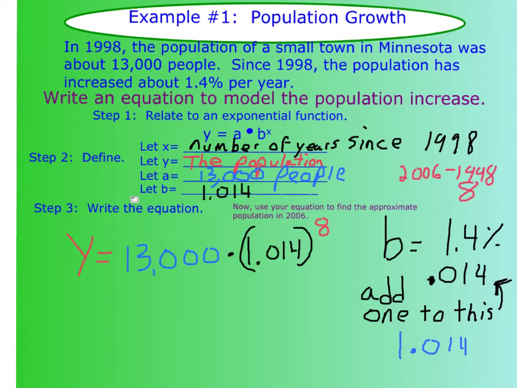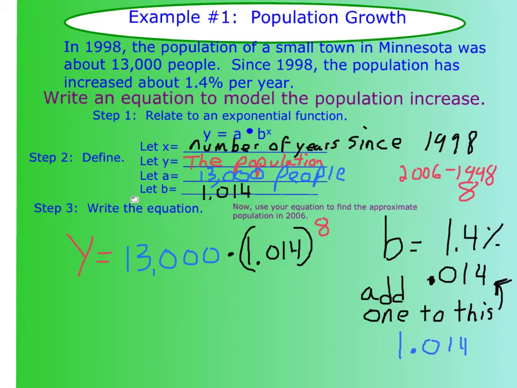Let's set up our equation and solve it. Here's my equation that I set up. So my initial amount is 13,000. That's how many people were there in 1998. My growth factor is 1.014. I'm going to raise it to the 8th power, because if I do 2006 minus 1998, that gives me 8. So that'll be 8 years since the beginning.